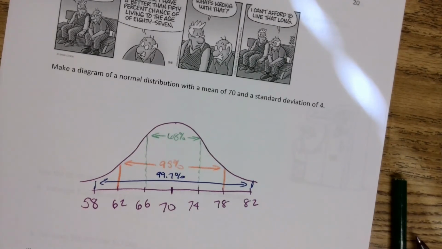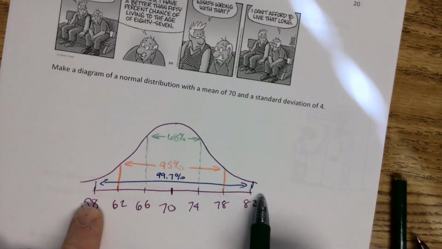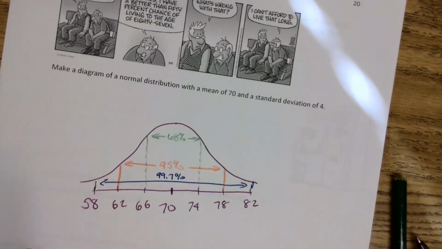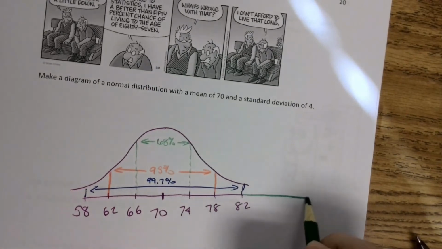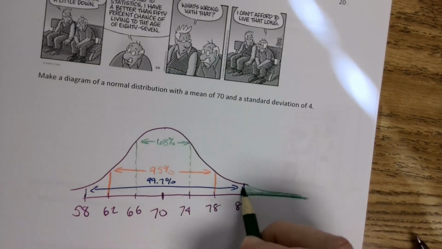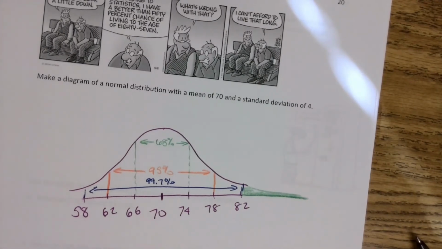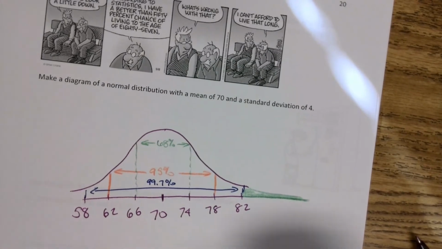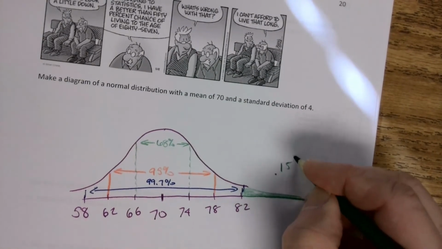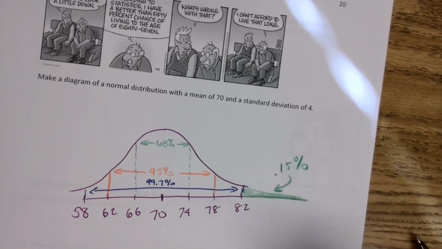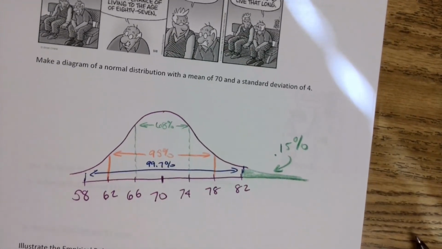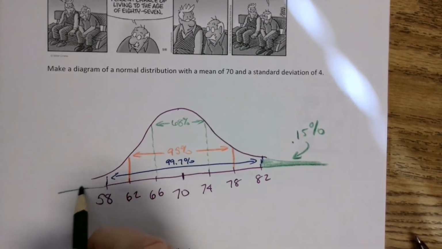Where's the other point? All right. So what's out way out here? How much is way out here? That's a good question. You see that? Because we went to 3. What's this right here? What percent is in there? 0.15%. Yeah, so that's 0.15. That is very few people out there. So how much is over here? 0.15 over here as well.